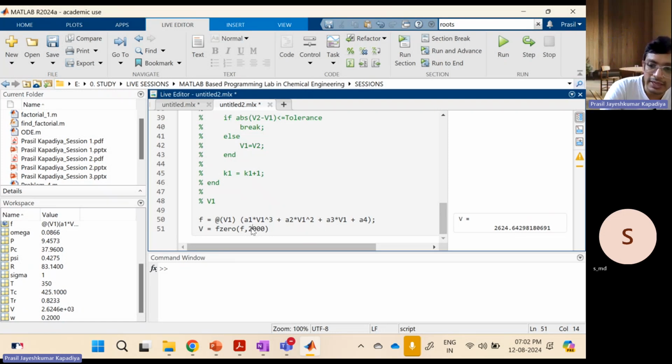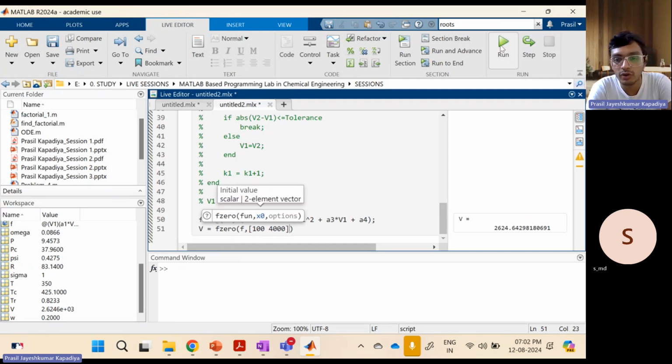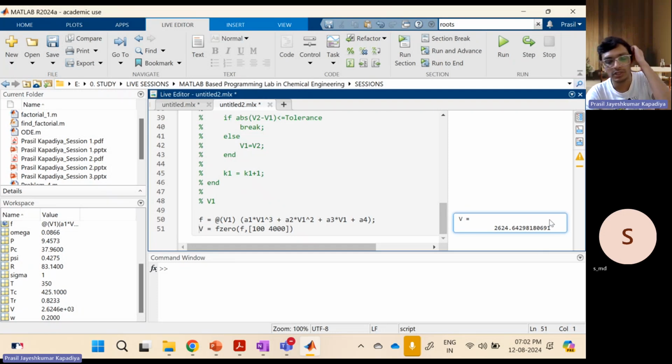I want to check one thing, can we get multiple solutions or not? So let's say I'm giving 100 and 4000 just for a try. I'm not sure if it will work or not. Okay, it is giving only one root, 2624. So this is using the fzero command.